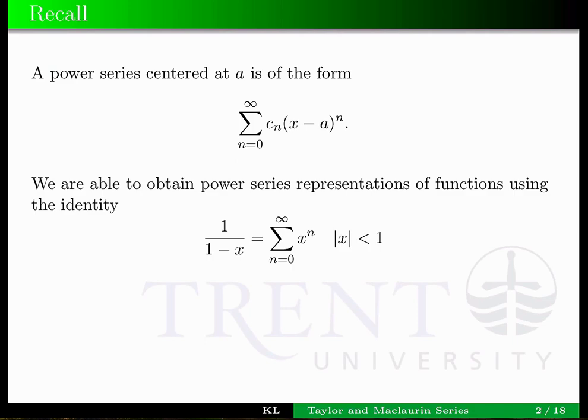In our last lecture, we were able to find the power series representation of the function 1 over 1 minus x, which is equal to the sum of x to the n, n equals 0 to plus infinity, provided that the absolute value of x is less than 1. And also, we were able to construct other power series representations of functions from this identity.